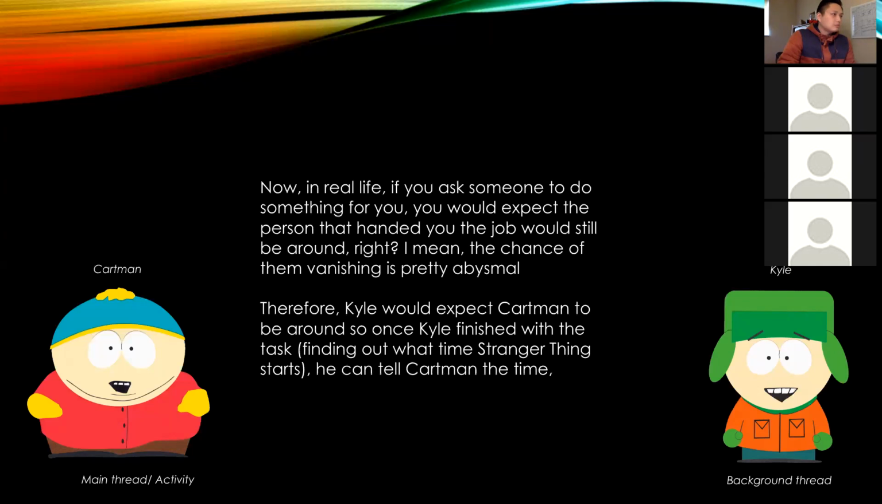So in the real world, if you ask someone to do something for you, you would expect the person to hand you back that job, right? You would expect that they're still around. I mean, the chance of them vanishing is pretty abysmal. So therefore, Kyle would expect Cartman to be around, since Kyle finished with the task and he can tell Cartman the time. So why would this be important?